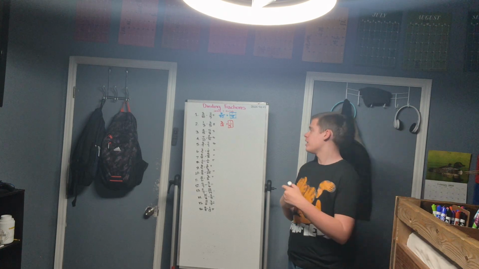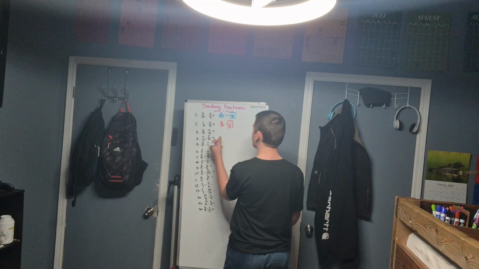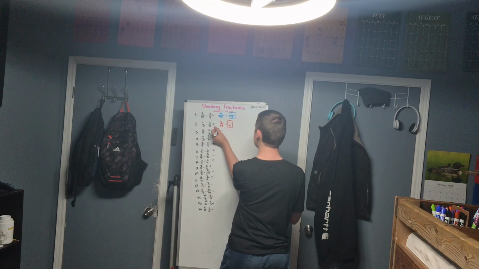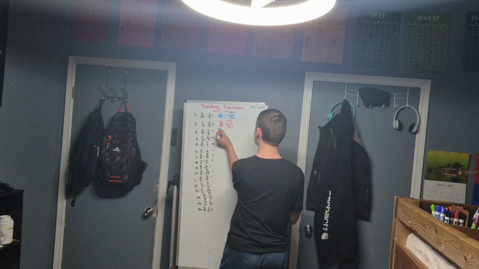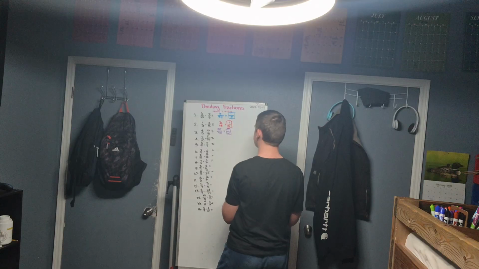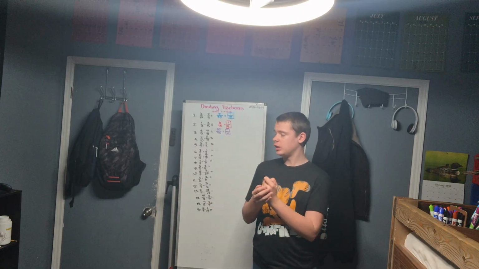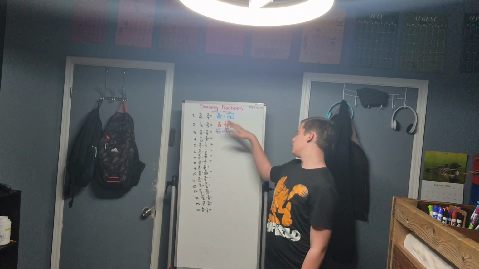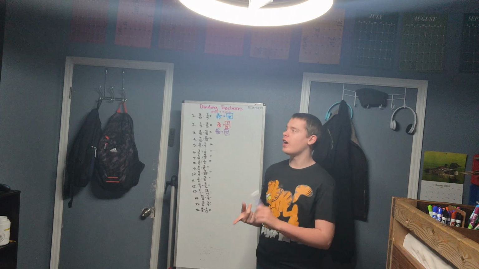Number 3, 4 over 5 divided by 5 over 8, which means it's 4 times 5 is 20, 5 times 8 is 40, which is equal to 1/2. Okay, so remember, you'll only multiply straight across, and then if you feel like you need some simplification, then simplify, okay?